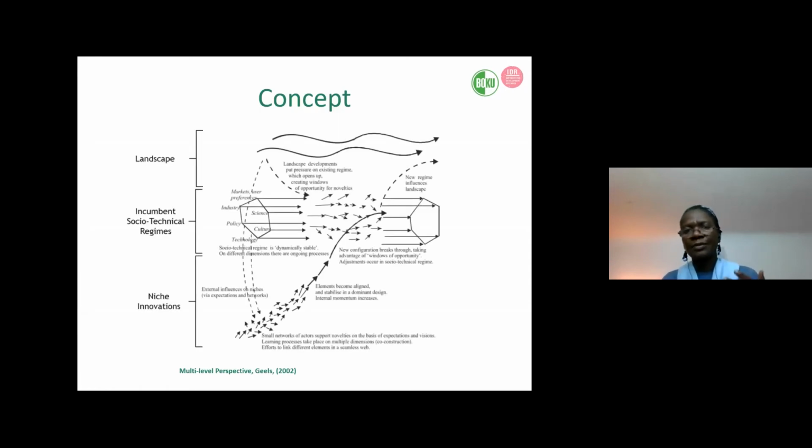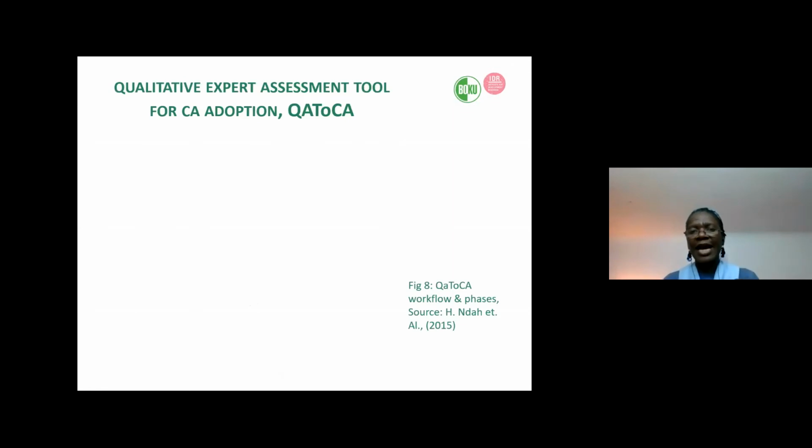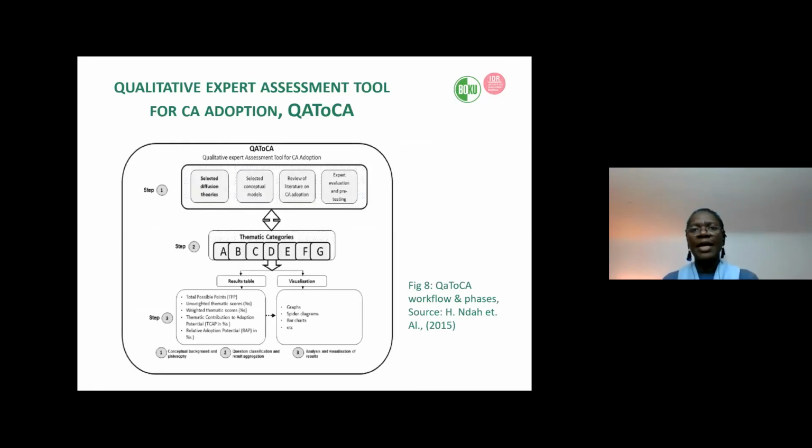Our study was based on 2 frameworks. One of the frameworks is the multi-level perspective. This looks at conditions at the global landscape. Then we have the societal traditional way of doing things, what is going on at the moment, and then looking at CA as a niche. The second framework was the QATOCA, which is the qualitative expert assessment tool. It's based on theories, models, and has a series of questions that can be answered by different experts.